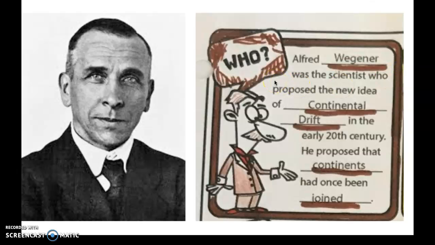We're going to look at this guy. His name is Alfred Wegener. He is the scientist who proposed the new idea of the continental drift in the early 20th century. He suggested that the continents have once been joined.